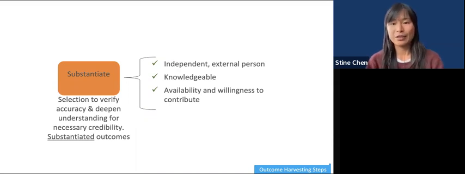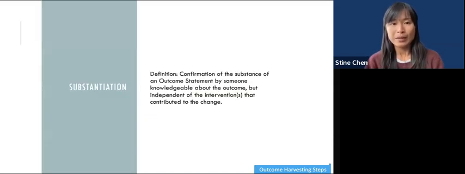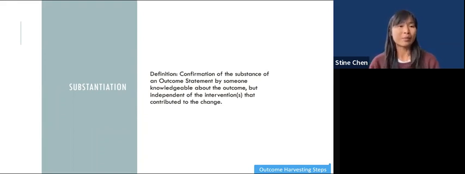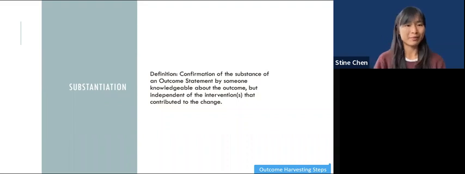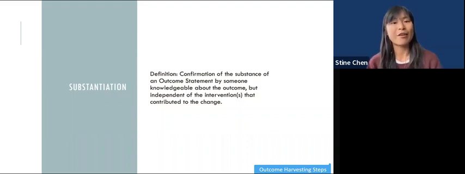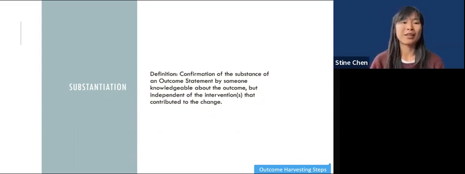All right, so just a bit more of a dive into the substantiation, as this process needs a bit more elaboration. Then the theoretical definition of substantiation is the confirmation of the substance of an outcome statement by someone knowledgeable about the outcome, but independent of the interventions that contributed to the change.